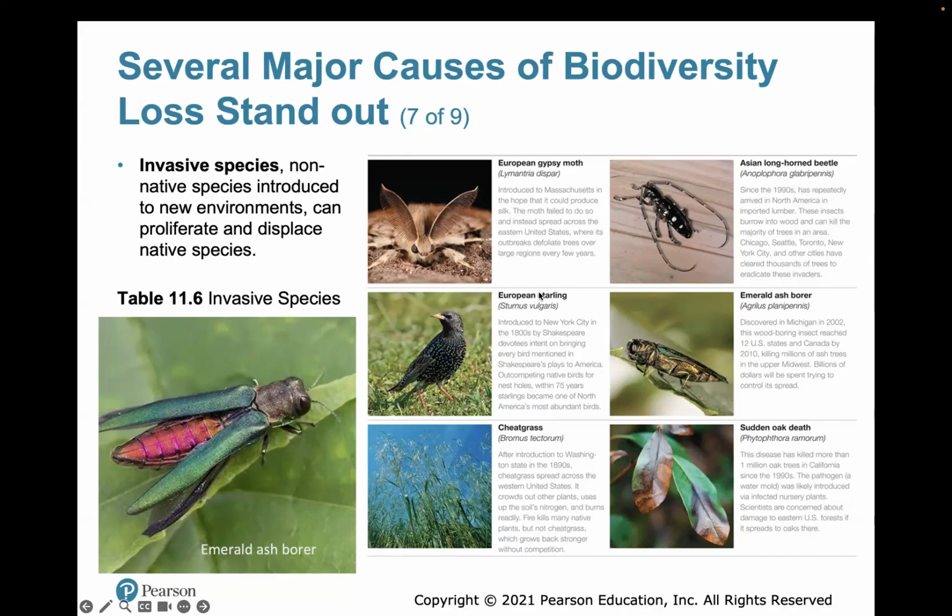There are other examples here. You can read about them. Sudden oak death is another one. This disease has killed more than 1 million oak trees in California since the 1990s. It is caused by a water mold, and it was introduced by infected nursery plants by accident. Scientists are concerned about the damage to eastern U.S. forests.